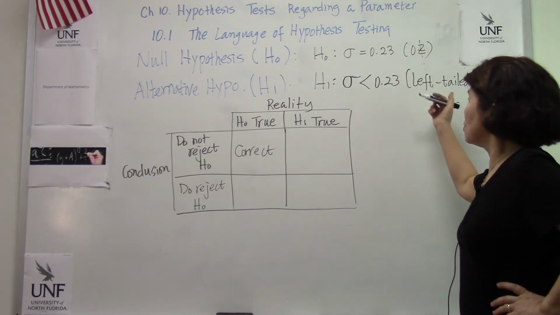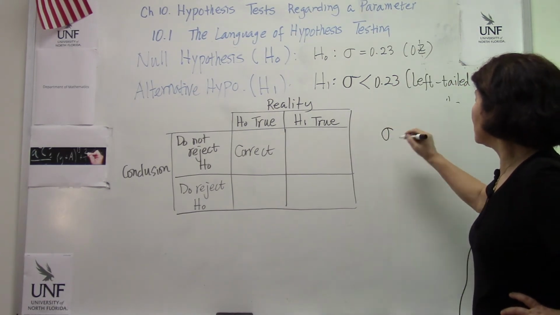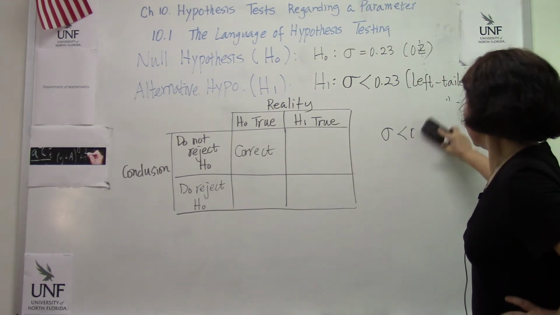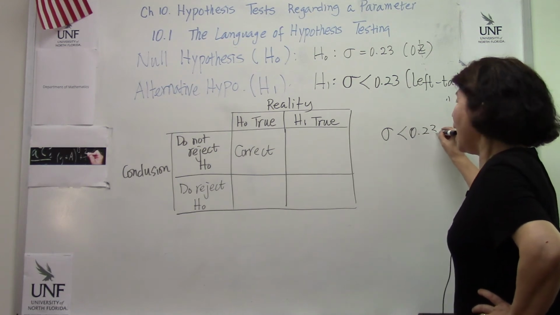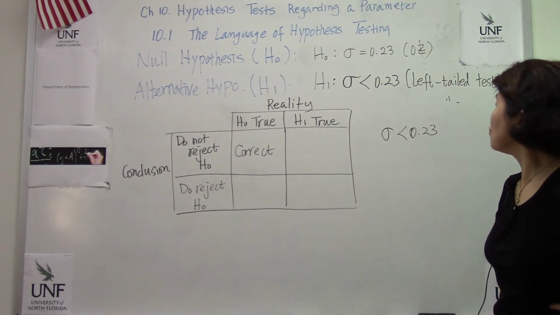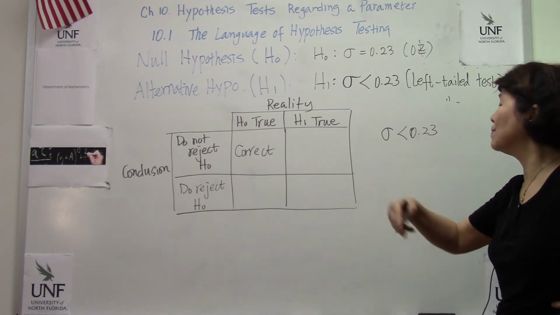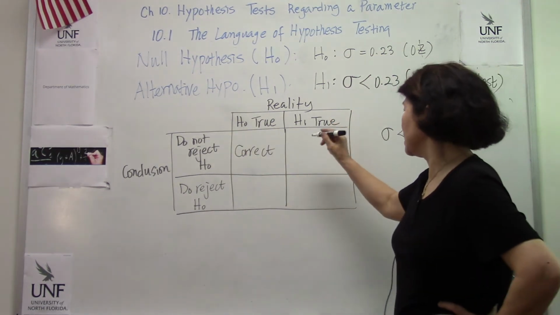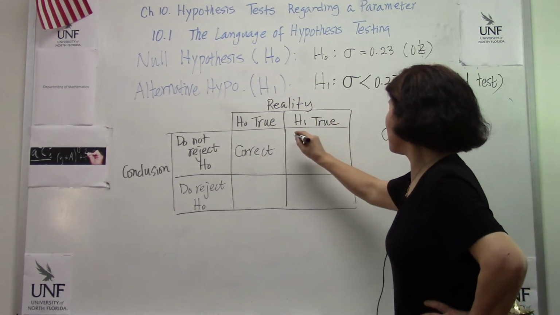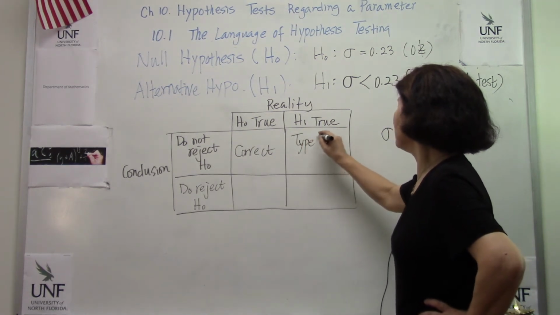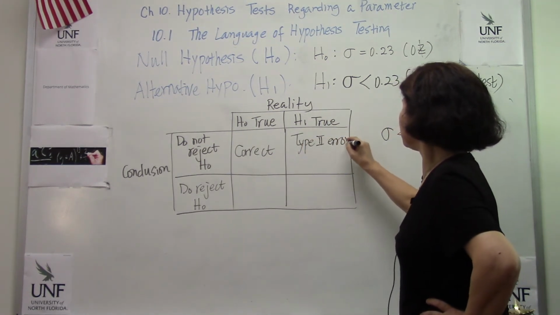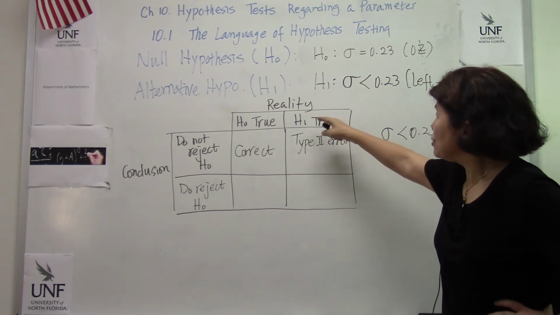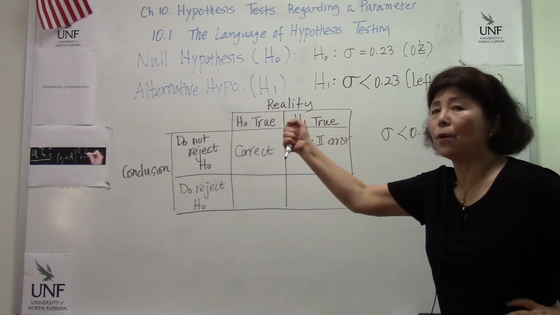As the quality control manager said, this sigma standard deviation is less than 0.23. That is a true case. However, we could not gather that part of the evidence sufficiently enough, so we do not reject H naught. Well, that is a mistake, okay? So this is an error, and this is called type 2 error. Again, type 2 error is made when H1 is true, but we still hold on to H naught.